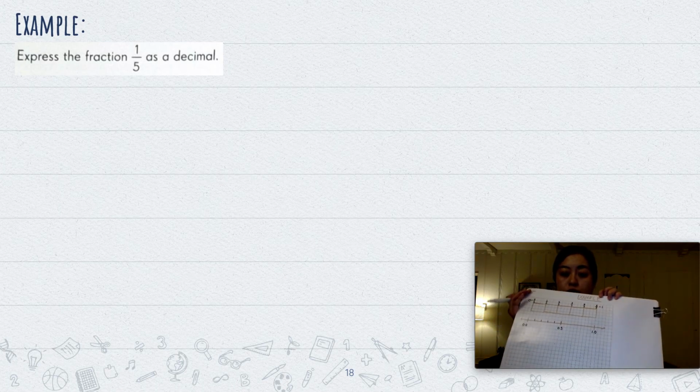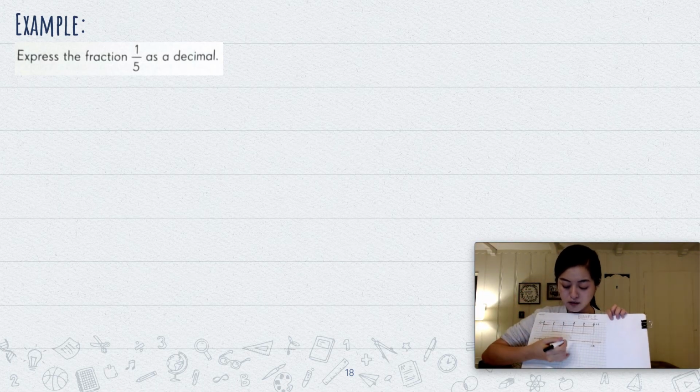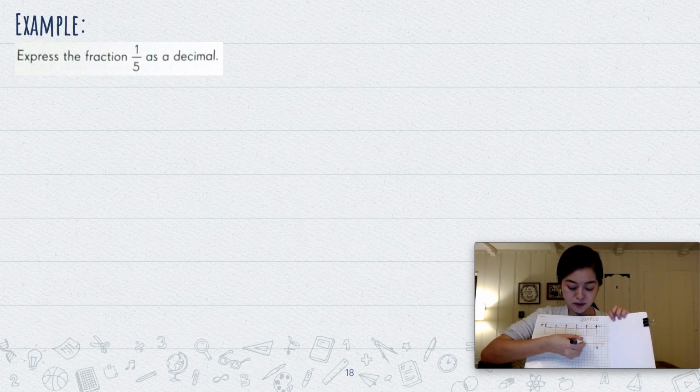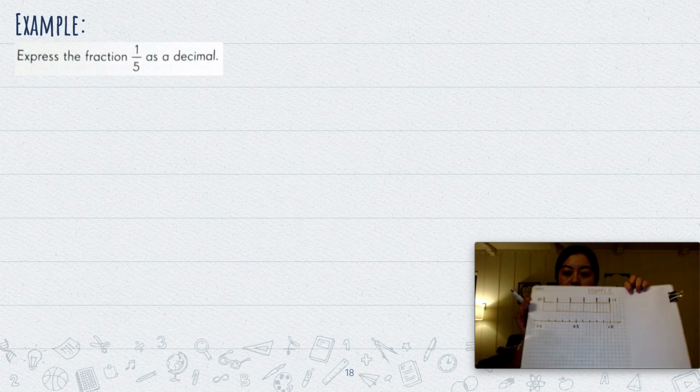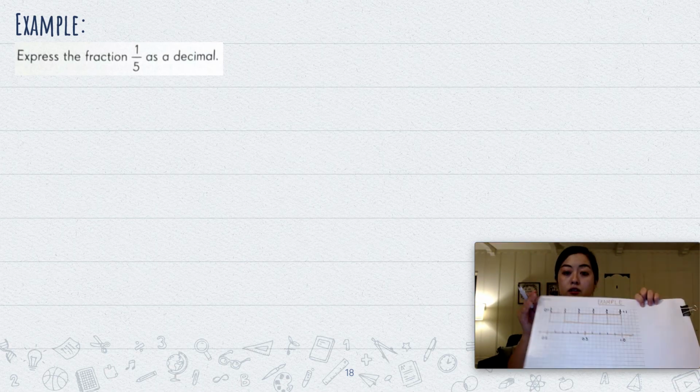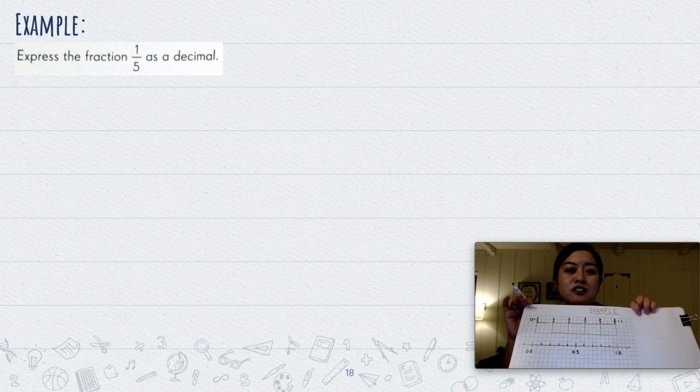Okay, and I'm going to do it on the other side here. This is 0.5, 0.6, 0.7, 0.8, 0.9, 1.0. Okay, so now the question asks, express the fraction 1/5 as a decimal.